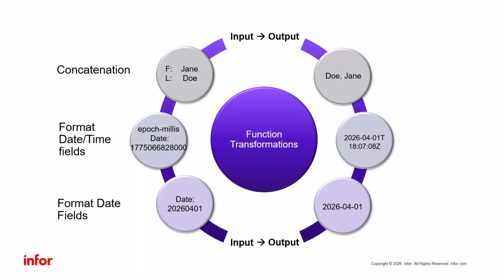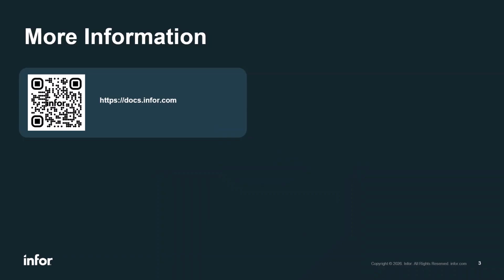You have now learned how to use the function transformation to combine columns and constant values into a new field, and format datetime and date values into standard database date formats. Next, you may want to explore additional videos for select properties and mapping transformations. For more details on using the function transformation, visit docs.infor.com.